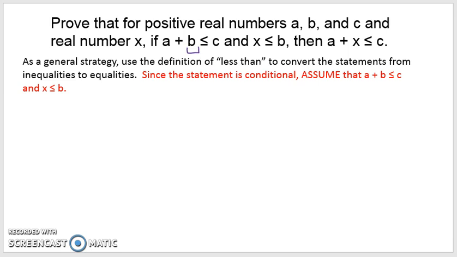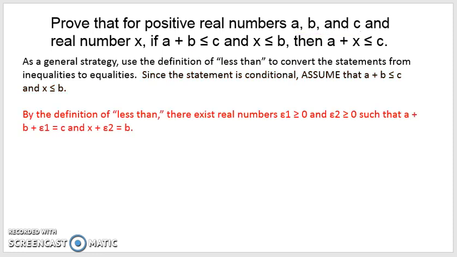So what you often want to do, as a general strategy for these proofs, is to convert these statements from inequalities to equalities and use what we know from algebra. So we know that as a conditional statement, if P then Q, we want to assume the hypothesis. So let's assume that A plus B is less than or equal to C and X is less than or equal to B. And in making that assumption, note that A, B, and C are positive real numbers, and X is just any real number.